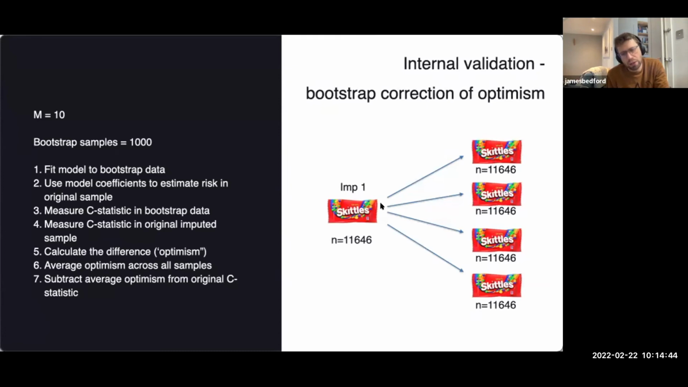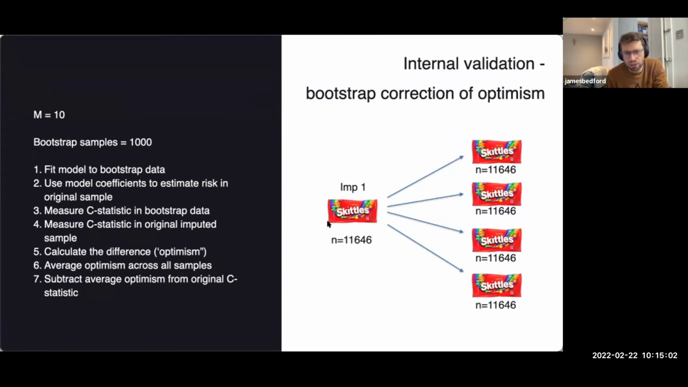And then you work out the difference in performance between when the model was fit over here and when you fit it back to this. And then essentially you can calculate the average of that. And then you subtract the average across all of these samples back from your original performance in your original data set.